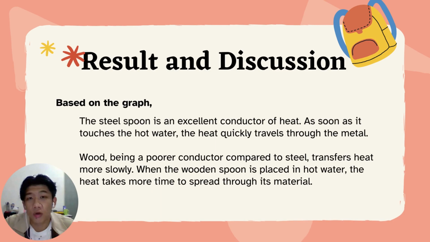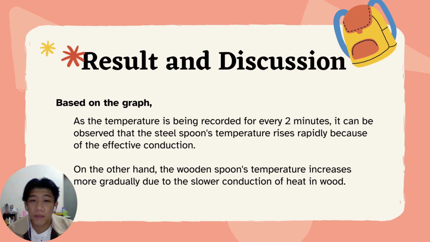Based on the graph, we can conclude that the steel spoon is an excellent conductor of heat. As soon as it touches the hot water, the heat quickly travels through the metal. However, wood, being a poorer conductor compared to steel, transfers heat more slowly. When the wooden spoon is placed in hot water, the heat takes more time to spread through its material. As the temperature is recorded every 2 minutes, it can be observed that the steel spoon's temperature rises rapidly because of the effective conduction. On the other hand, the wooden spoon's temperature increases more gradually due to the slower conduction of heat in wood.